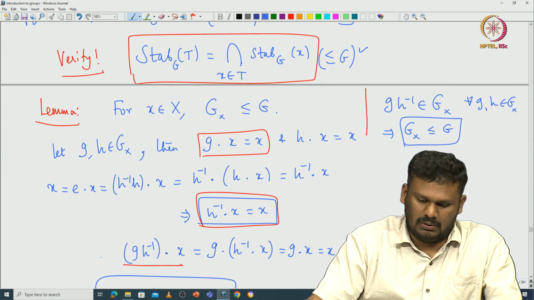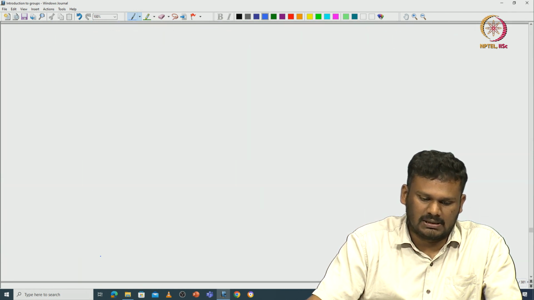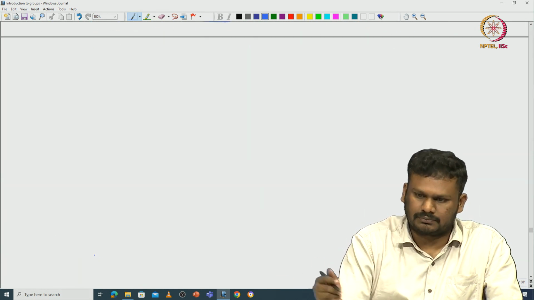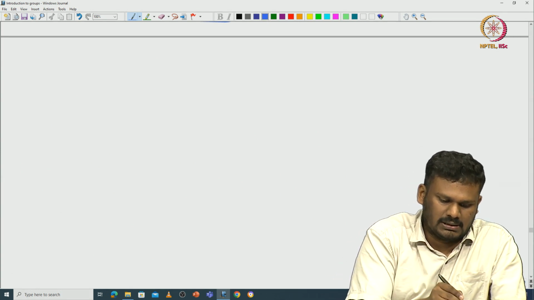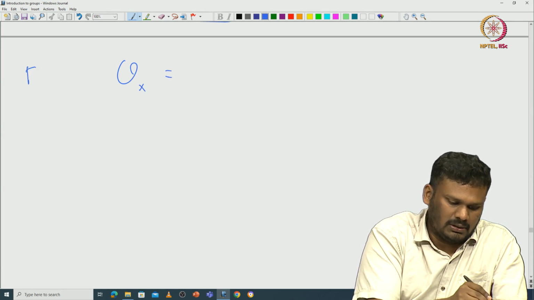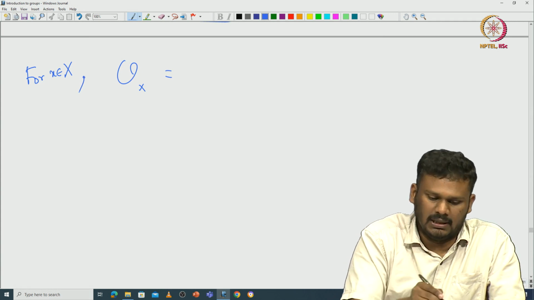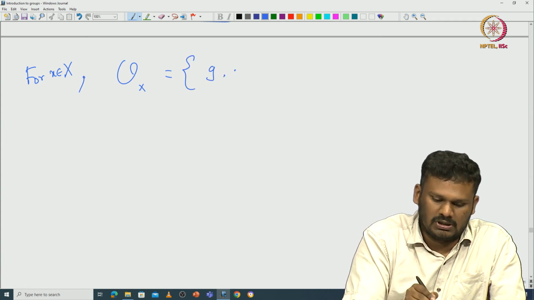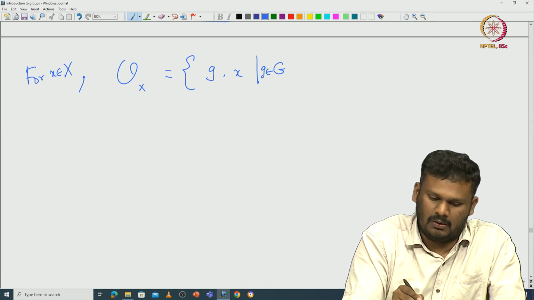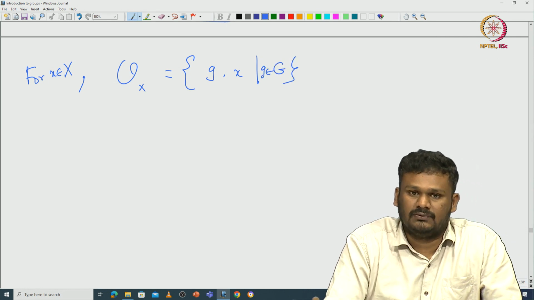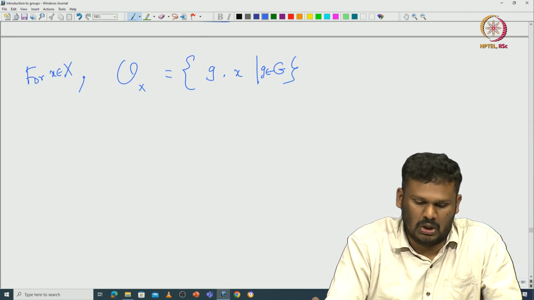Okay. So now let's go back to our orbits and try to understand them. As we noticed, we are interested in understanding the orbit of any element x in capital X. So we have this orbit, which is all possible images of x under the action of capital G. You take g dot x for all g in G. So this is the orbit.